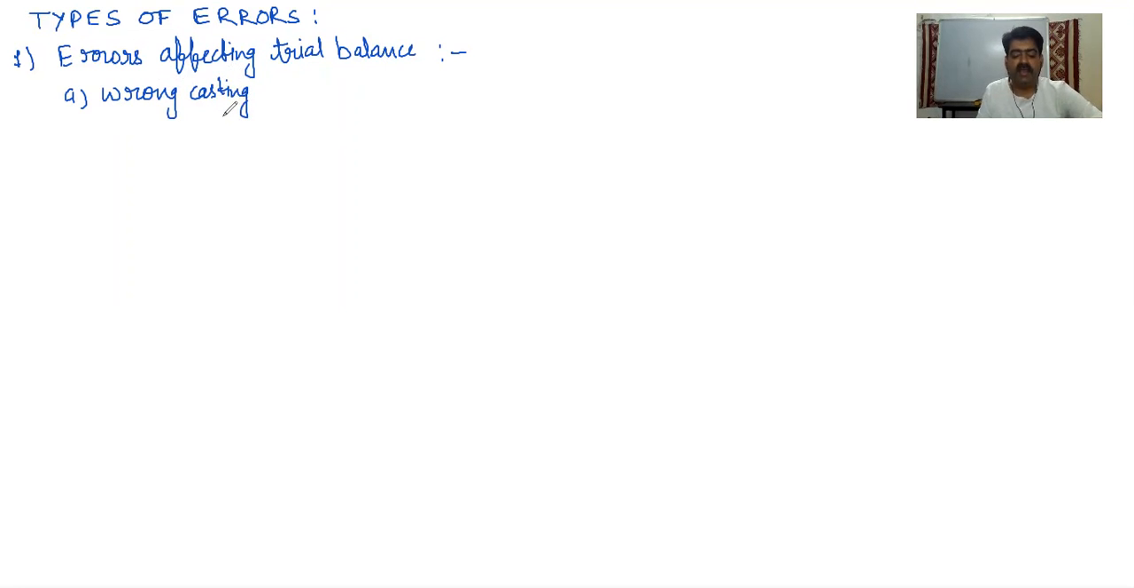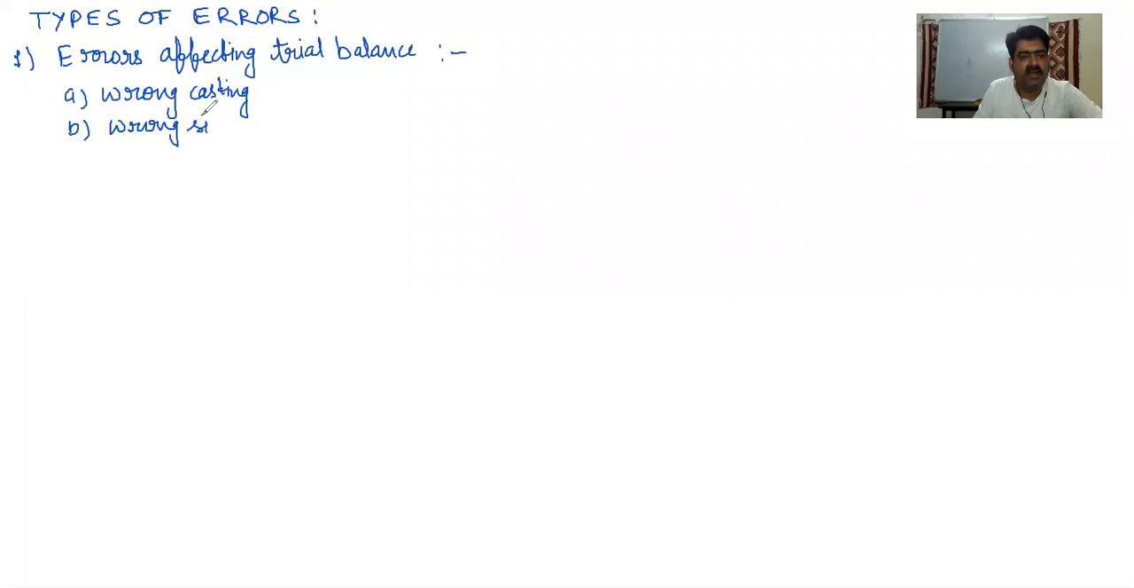That means if the total of the cash book or some other subsidiary books is wrong, the trial balance will not tally. For example, the total of purchase book has been added rupees 1000 in excess. When this total is posted to the debit side of purchase account, it will also show an excess debit of rupees 1000, and hence the trial balance will not tally. Whenever the total of subsidiary books and cash book is wrong, our trial balance will not tally. Next one is posting to the wrong side.